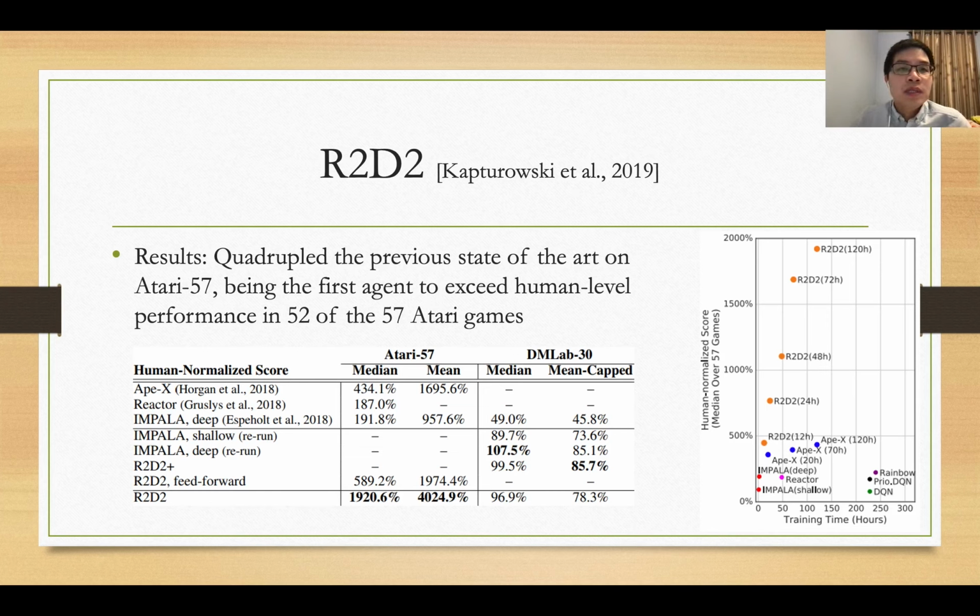So on the left, you can see the median score of 2000% is about 4 times better than the previous agents, and the agent performed approximately the same as the state-of-the-art on another benchmark called DMLab 30. On the right, you can see at the 500% score, it can match the performance of the previous state-of-the-art Apex agent with 10 times less training time.